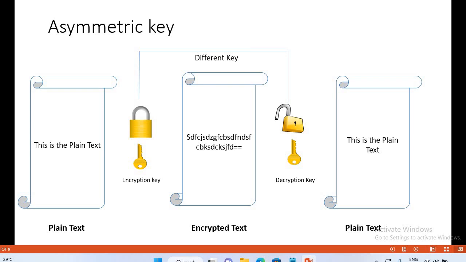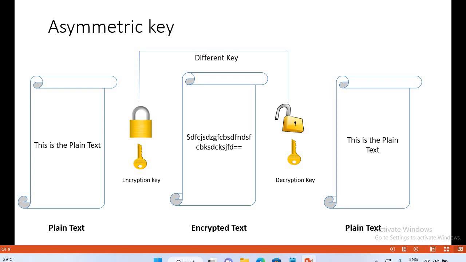So how does it work? Both the sender and the receiver generate their public and private keys, and both share their public keys with each other. The sender encrypts the data with the receiver's public key and sends it to the receiver, and the data is in an encrypted format. The receiver decrypts that secure data with their private key.